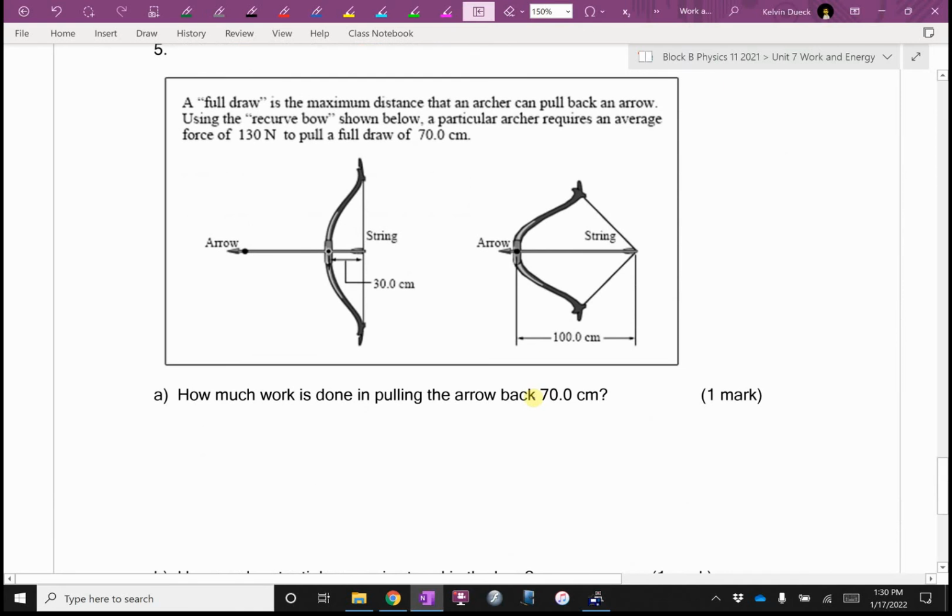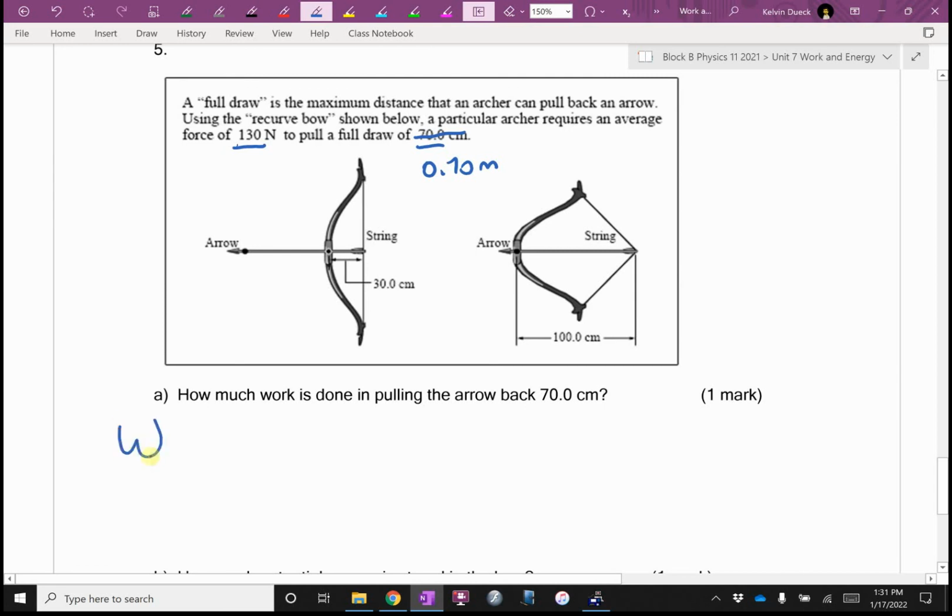Example 5, a full draw is the maximum distance that an archer can pull back a bow. Using the recurve bow shown below, an archer requires an average force of 130 newtons for a full draw of 0.70 meters. I had somebody earlier today ask, are we supposed to use 100 meters or 70 meters? If you look close, the original string starts out 30 centimeters away. It gets pulled 100 centimeters away, which means it gets pulled through a distance of 70 centimeters. That's why it's 70 there.